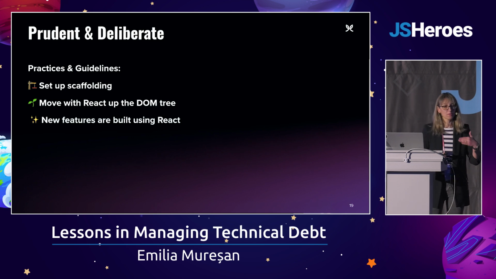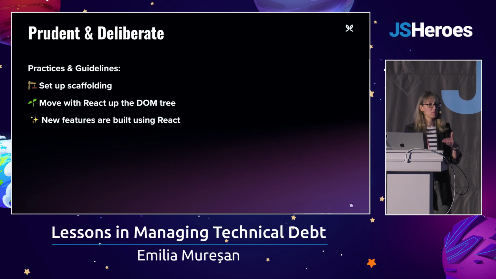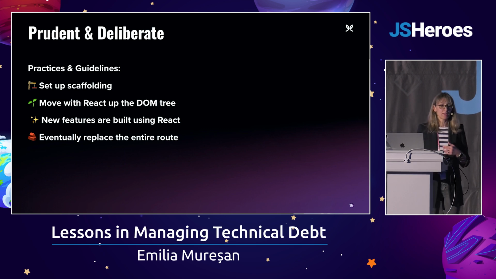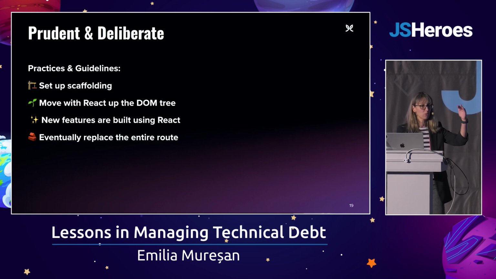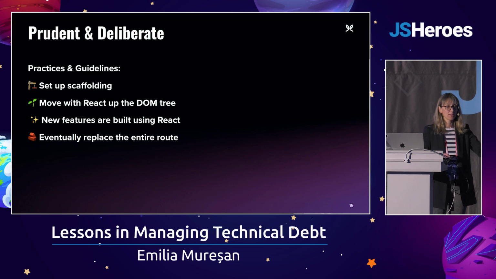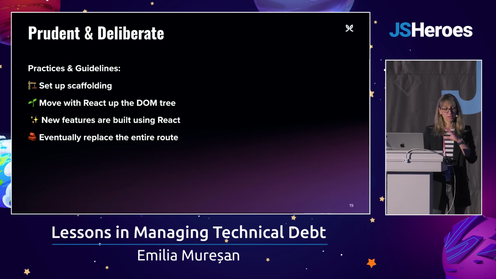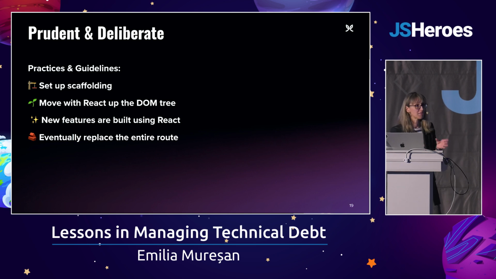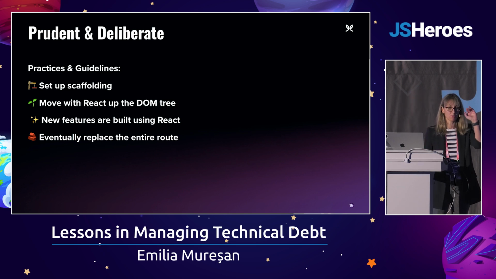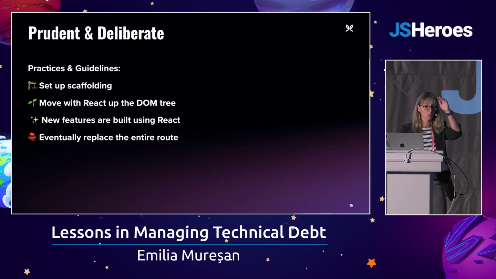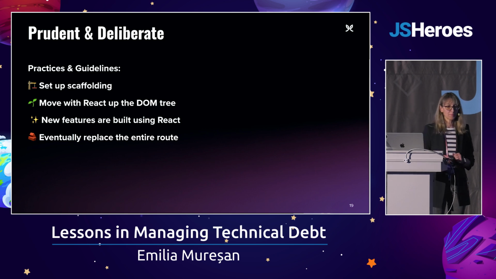We always said that new features need to be built using React. And eventually, we got to a place where we could replace the entire route. This way is actually preferable if you work in a different kind of code base with different kinds of constraints. It is actually preferable to start at the route level and replace.